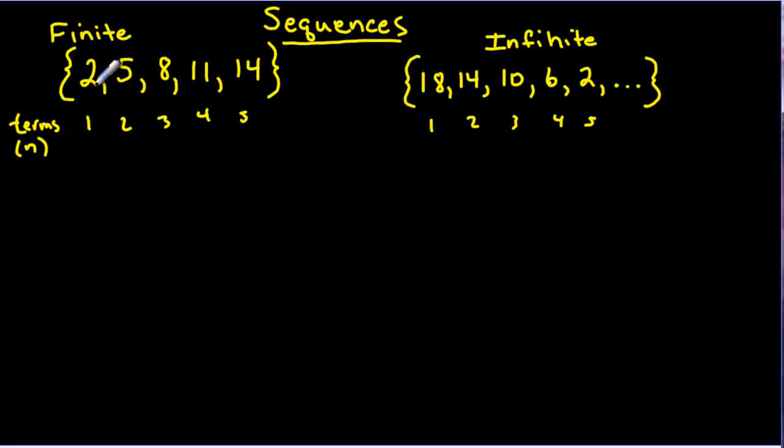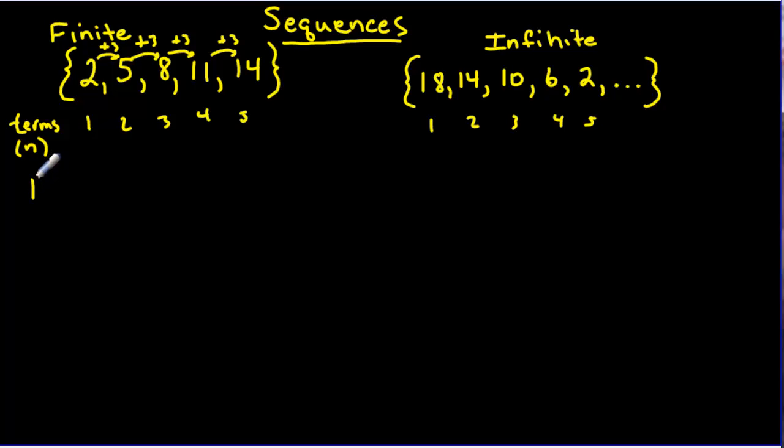So let's look at our first example and see if we can find the pattern. Maybe you could see that going from here to here, we added 3. And going from here to here, we added 3. And again, plus 3. And again, plus 3. So every term we are adding 3. So let's write a rule for that. Now we're going to write two kinds of rules.